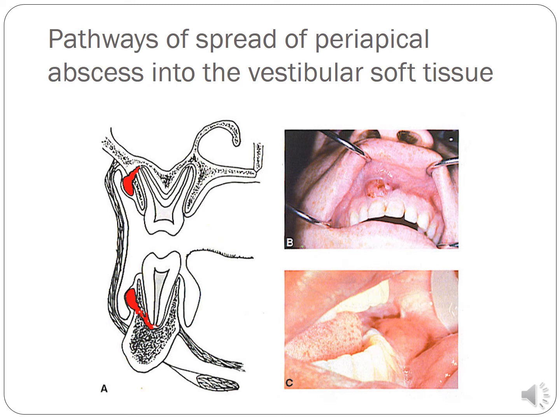So the pathways of spread of periapical abscess into the vestibular soft tissue, I have told you already. The extent of the root and the attachment of the muscle is going to decide how the infection gets contained in the vestibular space. When it goes to this level, the management is very simple. All that you have to do is take a BP blade, incise this area and drain out the pus.